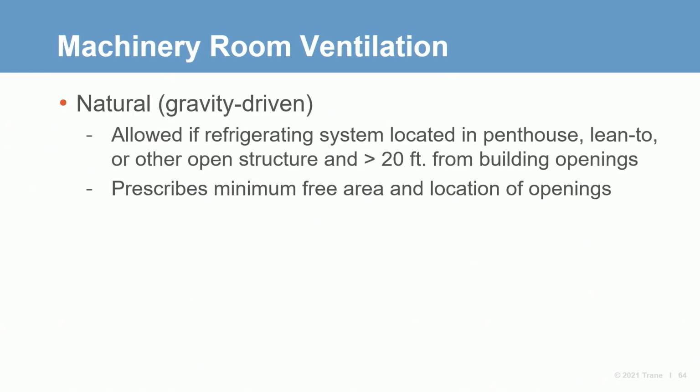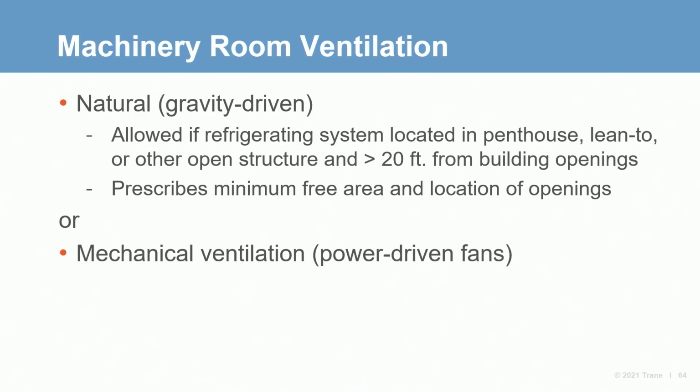Now, moving on to the requirements for machinery room ventilation, the standard actually allows for either natural ventilation or mechanical ventilation using powered fans. Natural ventilation is allowed if the refrigerating system is sheltered by a penthouse or lean-to that's open to the outdoors and located more than 20 feet from building openings. But if the machinery room is totally sheltered from elements and not open to the outdoors, mechanical ventilation is required. And the standard requires 2 different airflow rates, normal and alarm.